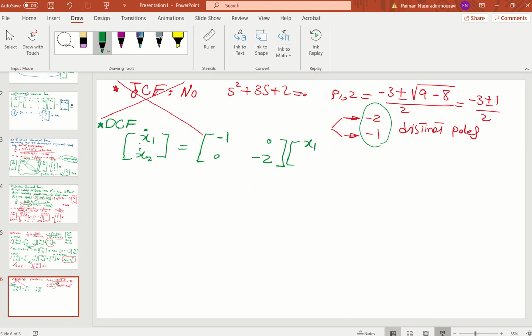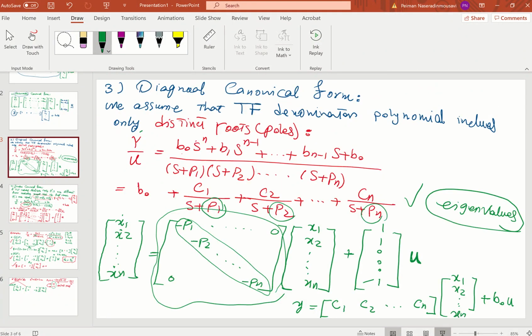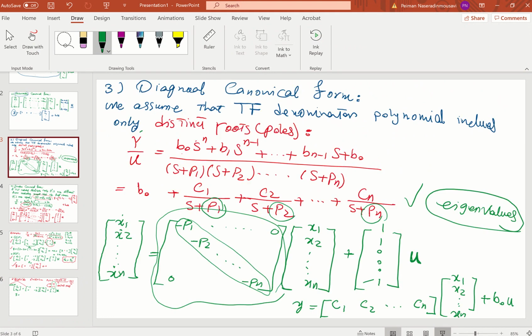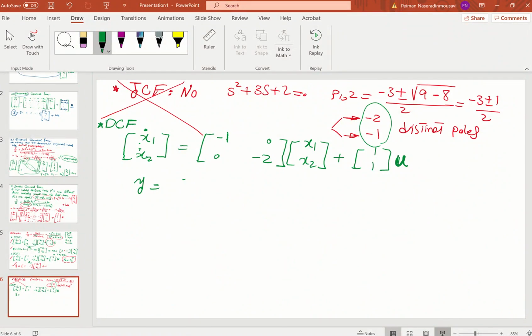So x1 and x2 are the state variables, and its B matrix is 1, 1, everything is 1. Plus a second order system, 1, 1 in U. Okay, if you calculate that, look at here, guys, you have to do it based on this. If you do that, I assign it as homework, please do it.